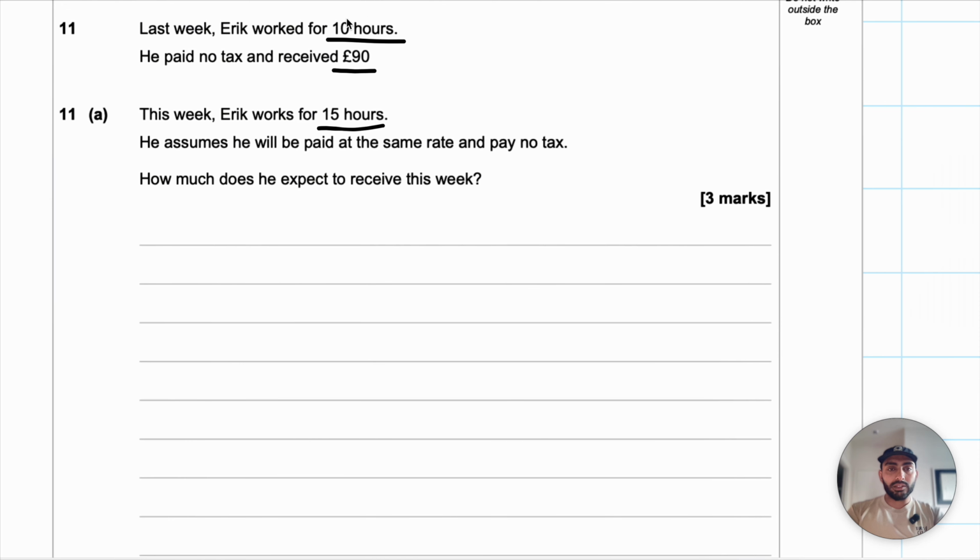So he's earning this amount last week. Let's work out how much he's earning per hour last week. So he's earning £90 altogether and he's working for 10 hours. So we need to do 90 divided by 10, which is 9. So he's getting paid £9 per hour.